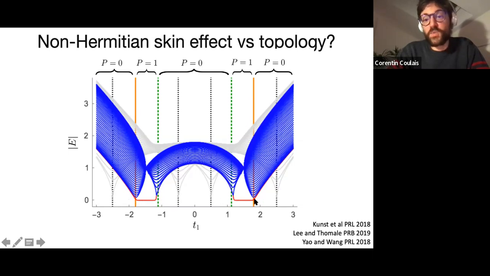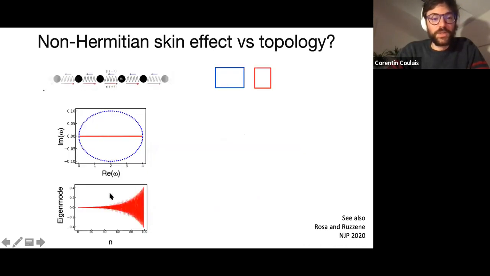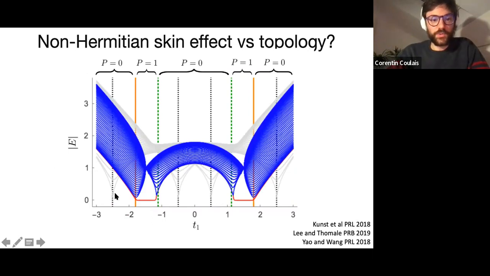The red here are the edge modes, the modes that are topologically protected when you have a chain, and you see that you can do all your winding number based on the gray spectrum. But then it doesn't help you predict when the edge modes appear when you have an open chain. So how do you do that?